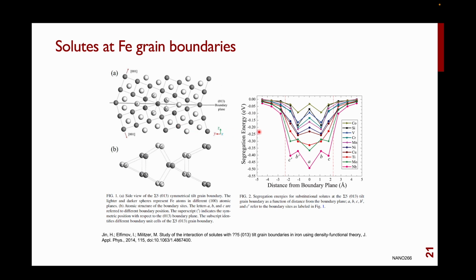Okay, and here they look at what happens when you have different types of metals at the iron grain boundaries, and what the segregation energy is. In other words, what elements would tend to segregate to the iron grain boundary, and what elements would have a lower tendency to segregate to the grain boundary. Okay, so here they show that niobium, for instance, has a very, very strong tendency to go to the grain boundary, while another element like cobalt doesn't have that much of a tendency to segregate to the grain boundary. Okay.